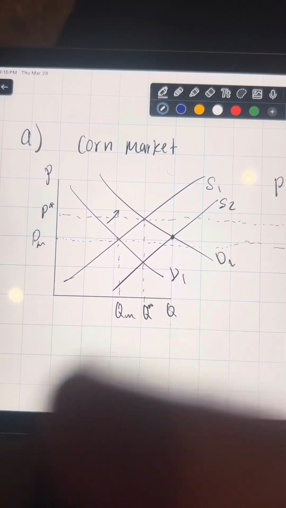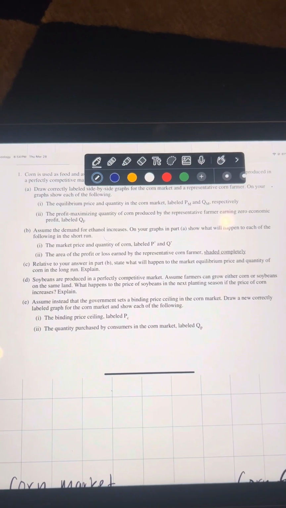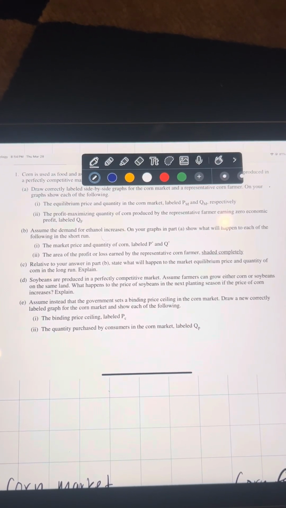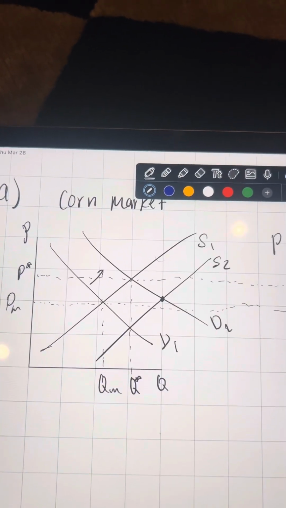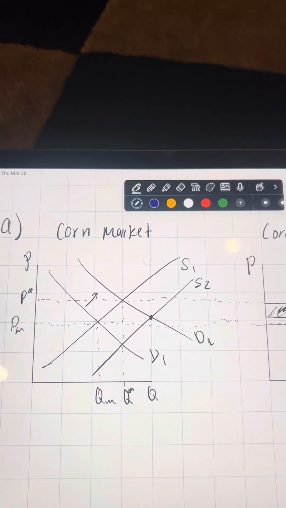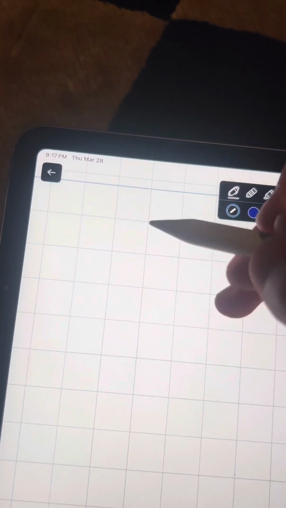So part D: soybeans are produced in a perfectly competitive market. Assume farmers can grow either corn or soybeans on the same land. What happens to the price of soybeans in the next planting season if the price of corn increases? Explain. So basically, if the price of corn were to increase, it would further incentivize farmers to join the corn market. This in turn would create a negative supply shock in the soybean market.